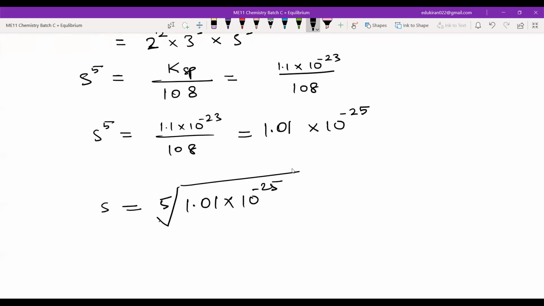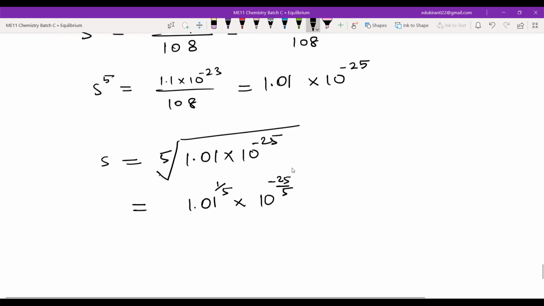Correct? Okay. So this you can write as 1.01 to the power 1 by 5 into 10 to the power minus 25 by 5. Correct? Okay. Now I can write this as 1.01 to the power 1 by 5, which is how much? 0.2. Into 10 to the power minus 5. Correct? Okay. Now moving on.